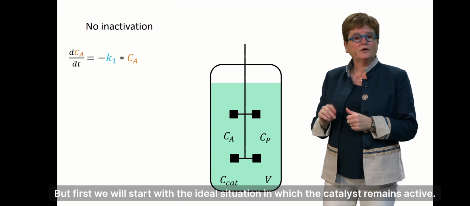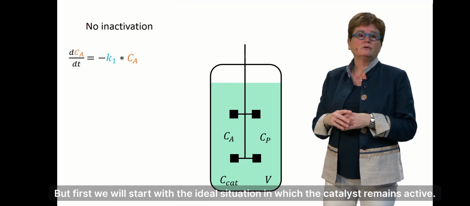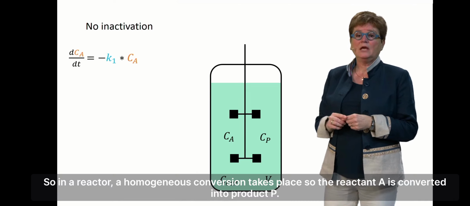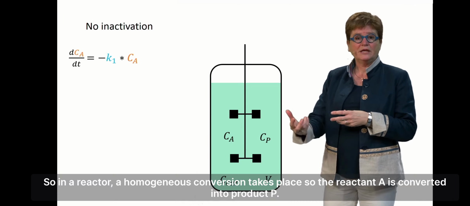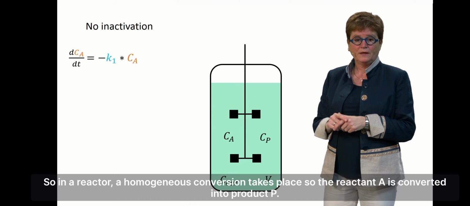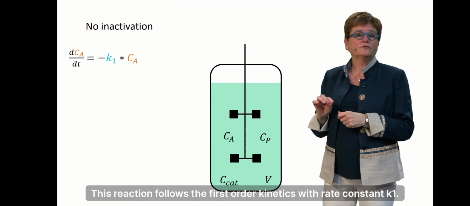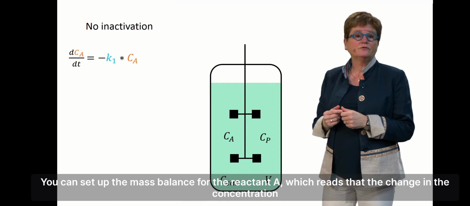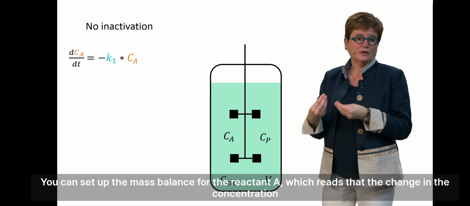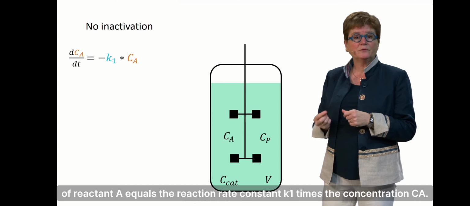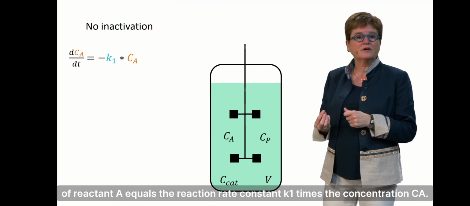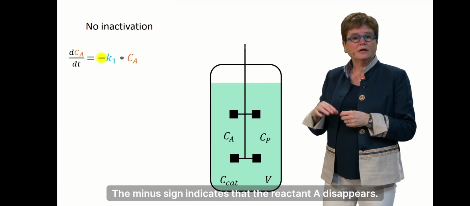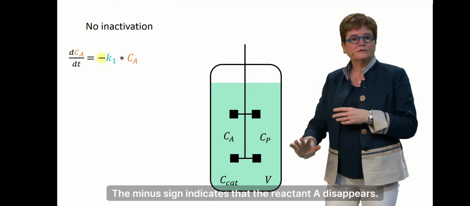But first, we'll start with the ideal situation in which the catalyst remains active. So in a reactor, a homogeneous conversion takes place, so the reactant A is converted into product P. This reaction follows the first order kinetics with rate constant K1. You can set up the mass balance for the reactant A, which reads that the change in the concentration of reactant A equals the reaction rate constant K1 times the concentration Ca. The minus sign indicates that the reactant A disappears.